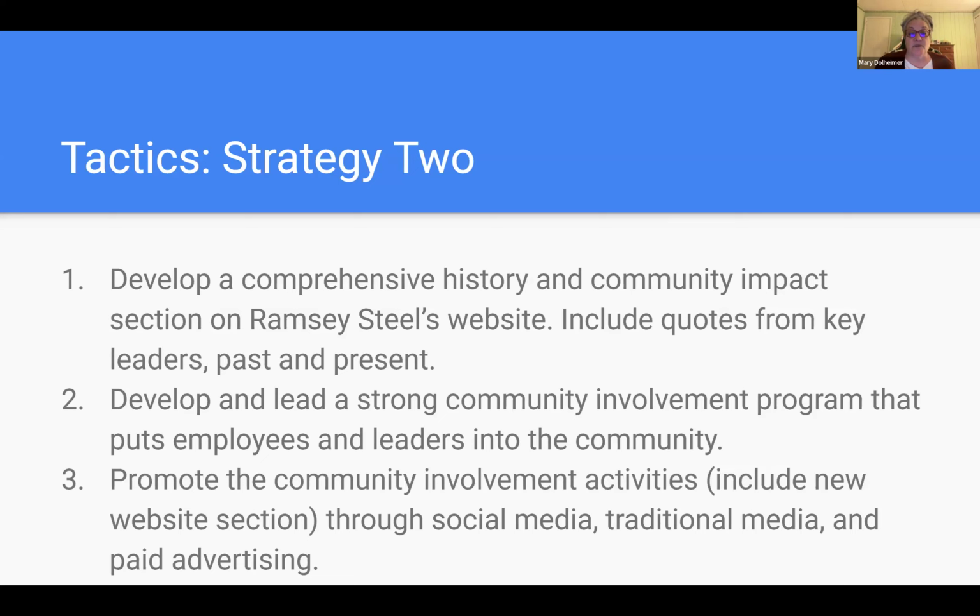And then promote that community involvement activities, including in the new website section through social media, traditional media, and paid advertising. So really building out the website and then referring back to it through some of the other tactics like social media and paid advertising, so that people begin to go to that website as a source of information on the company, on its contributions to the community, and also on its plans to mitigate pollution.